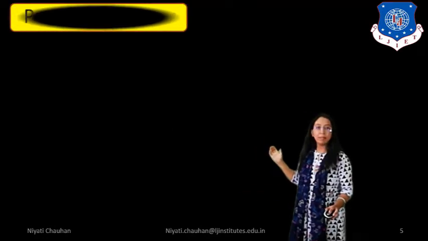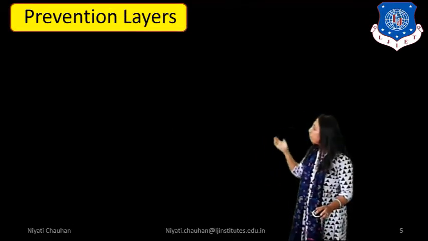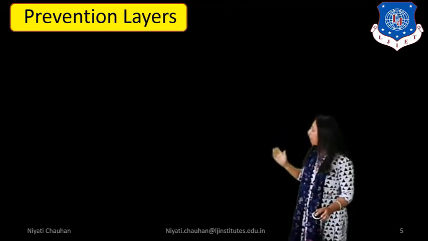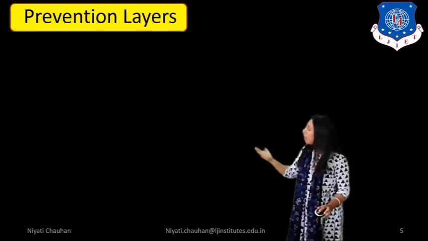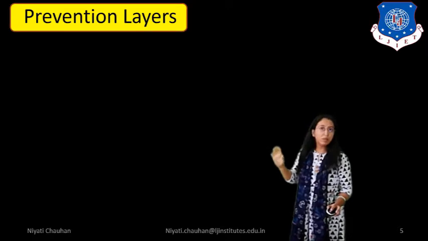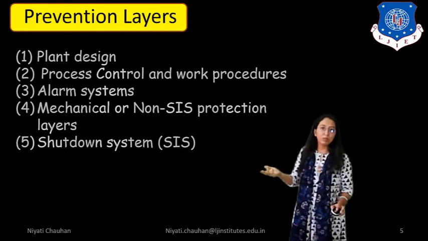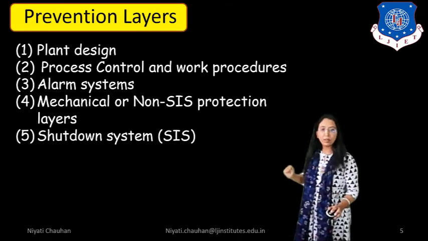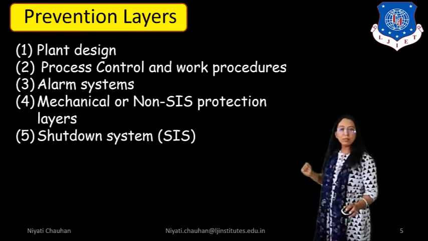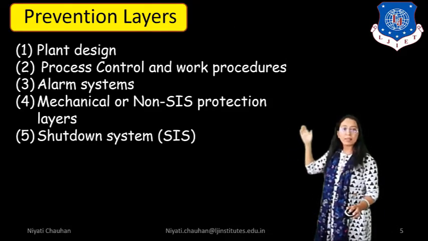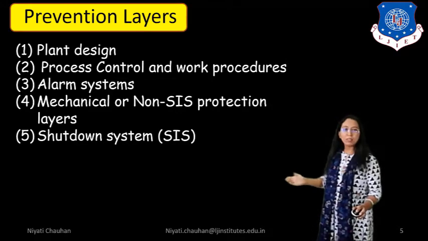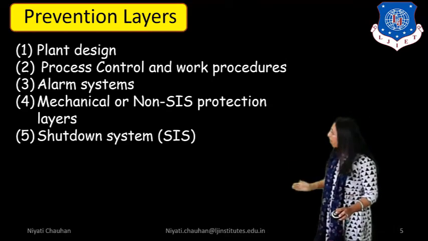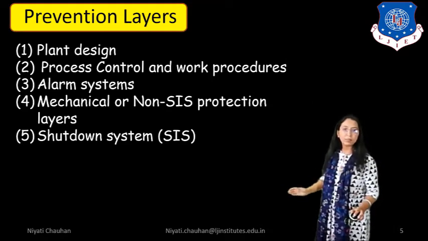Next, prevention layers. We are using prevention layers in the safety instrumented system. The purpose is that by using prevention layers we can stop the hazard from starting. Okay, so first plant design, then process control and work procedure, third alarm systems, mechanical or non-SIS protection layers, and last the shutdown system, that is SIS. So these are the parts of prevention layers.